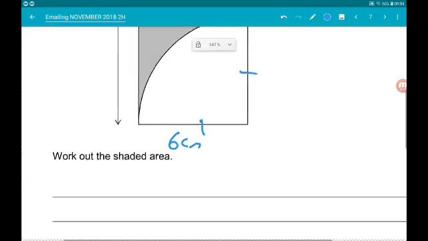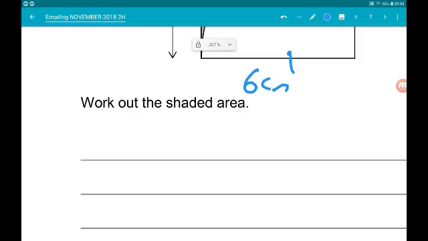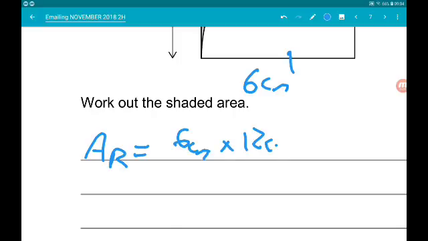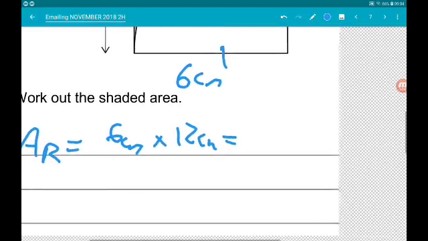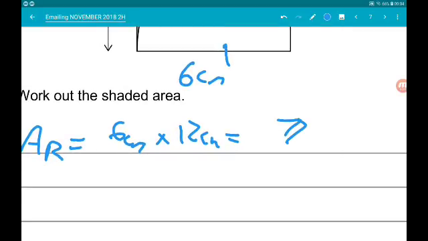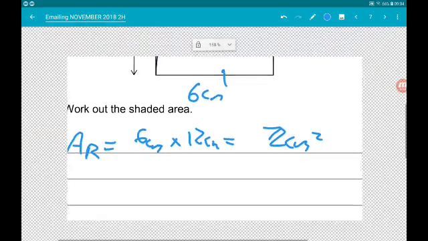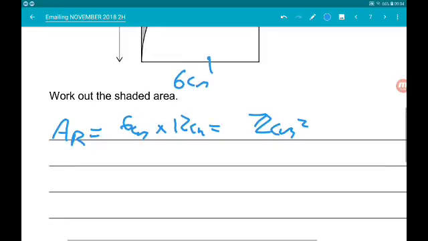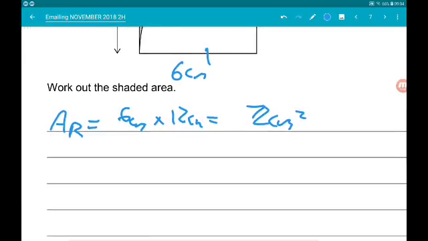So the area of the rectangle is equal to 6 times 12, which is 72 centimeters squared. Now then, if we've got 2 chord circles, we've got half a circle.